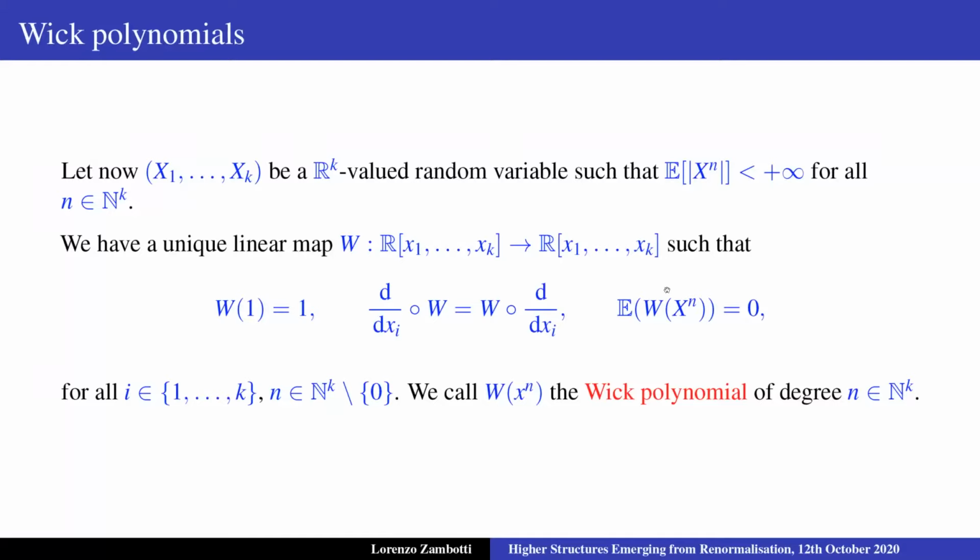And then there is a construction of so-called Wick polynomials, which can be characterized as follows. You have a unique linear map W from the polynomials of k commuting variables to the same polynomials, such that W is the identity on the constants, W commutes with the partial derivatives, and the expectation of W of x to the n is 0 for any non-zero n. So W of x to the n is the Wick polynomial of degree n. You have existence and uniqueness of this family.